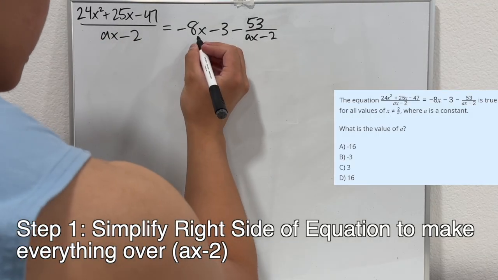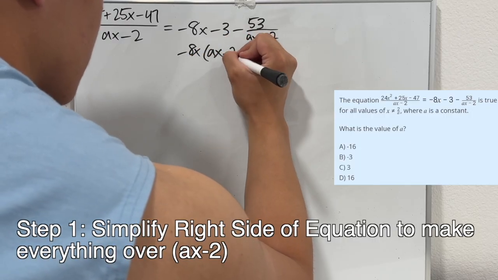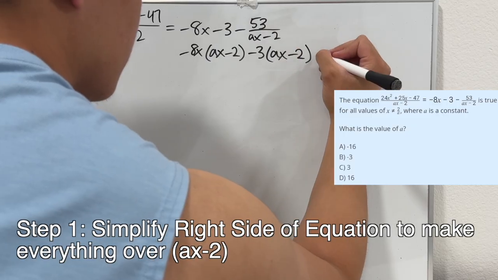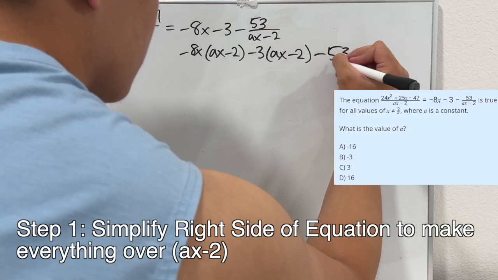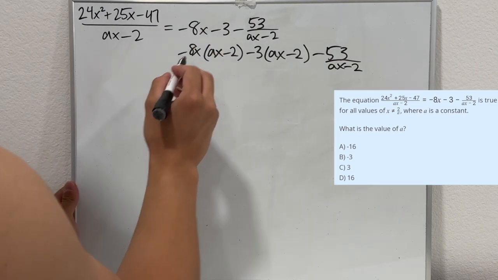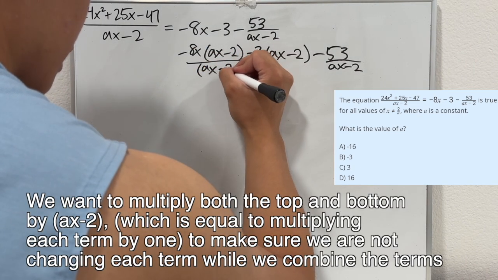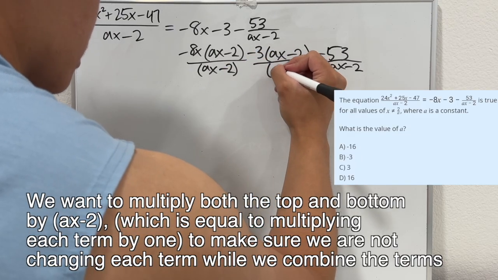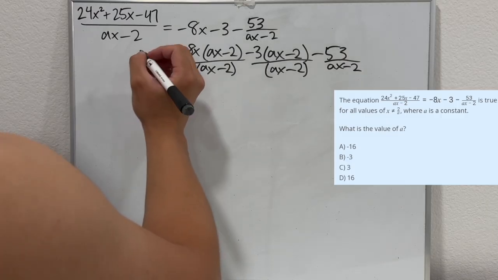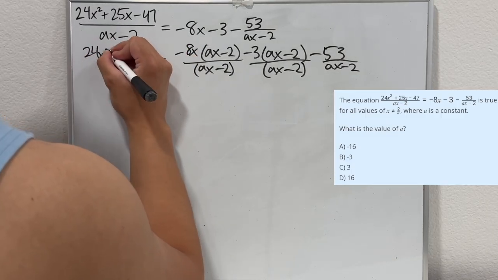So we multiply negative 8x times ax minus 2. And you also multiply 3 by ax minus 2. Well, this wouldn't make sense because now the terms are not equivalent. So to make everything equivalent, you basically multiply by ax minus 2 on both the top and the bottom. So it's basically multiplying everything by 1. So now the terms are equivalent, and the left side of the equation doesn't change.